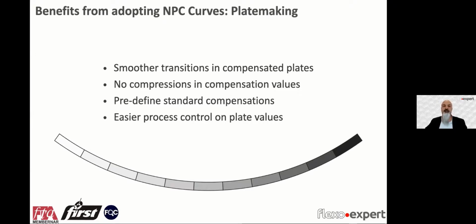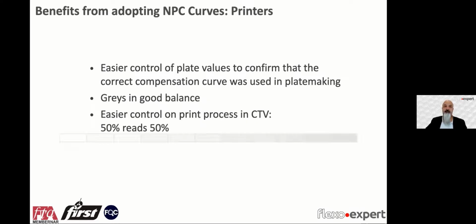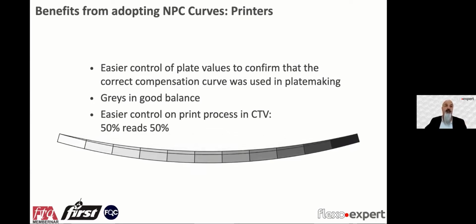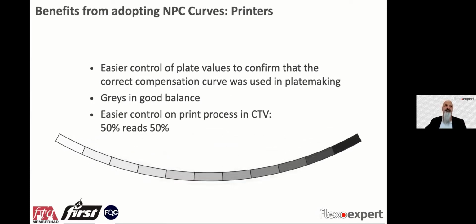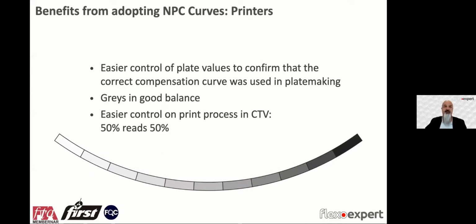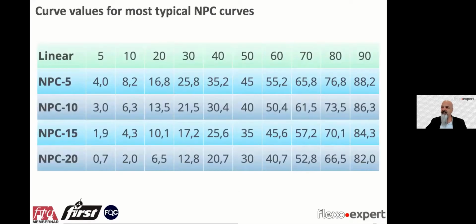Process control is easier because when we know and when we can exactly calculate the compensated values on the plate for any value. Finally, printers can easily control plate values before production and confirm that the correct compensation was used during plate making. Grays are more likely to be in good balance and even without any specific calibration. Again, NPC is not meant as a replacement or substitution of G7 calibration. And it is just so easy. 50% reads 50. Okay, for printers, it's really very easy to work with this system.